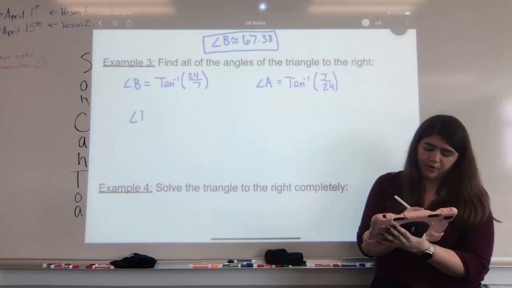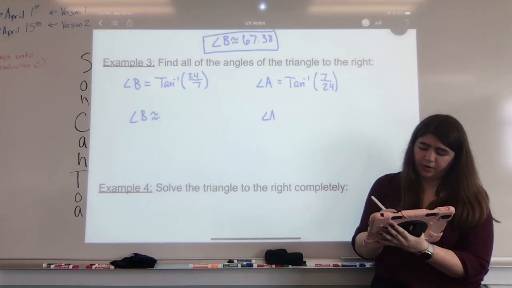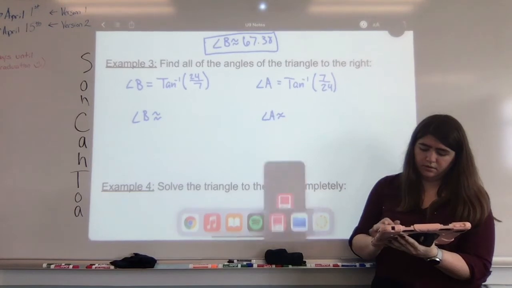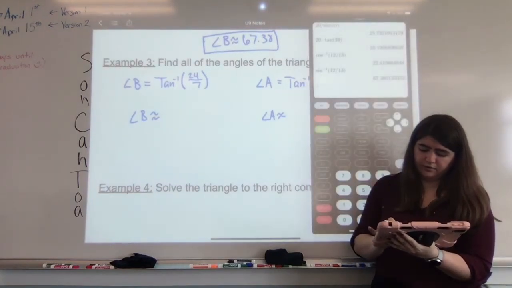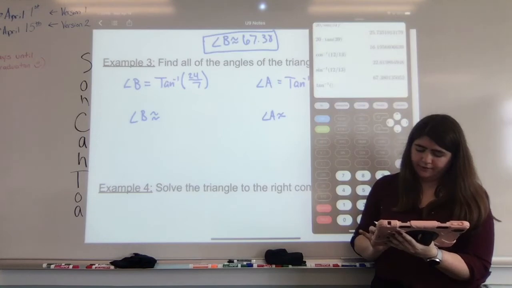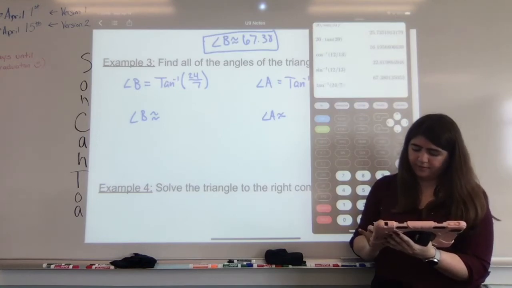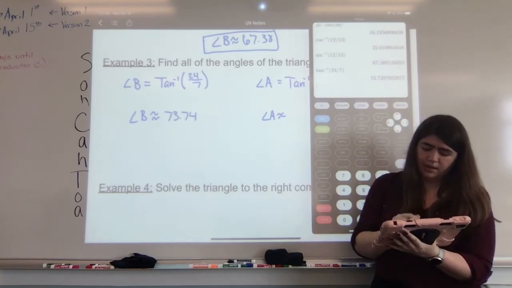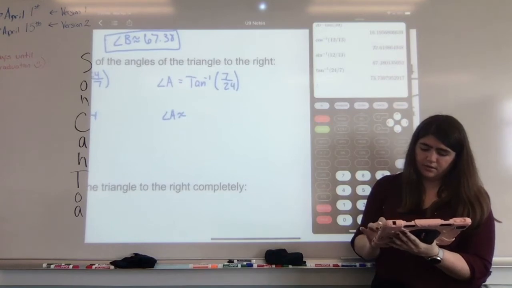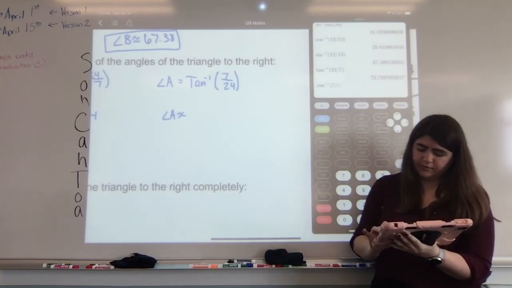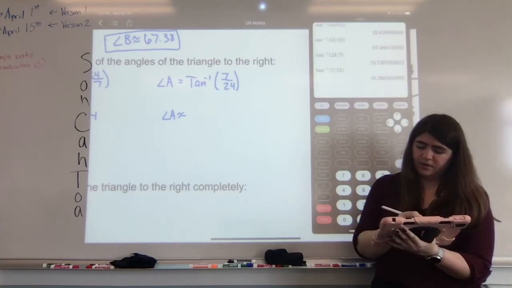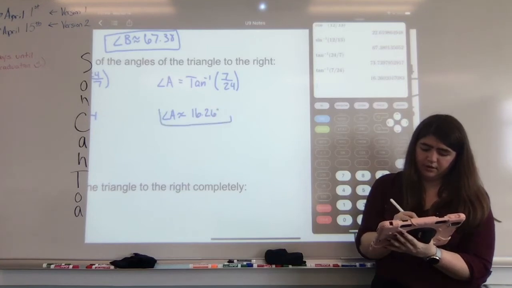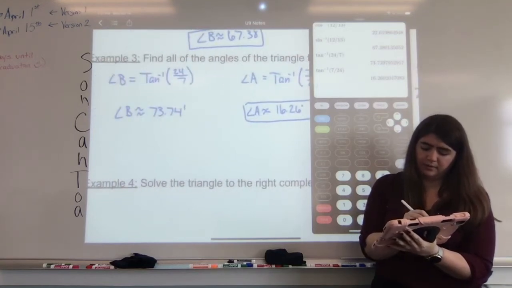Now I'm going to plug both of those in my calculator to solve for our missing angles. So I'll pull my calculator back out. The inverse tangent of 24 over 7, for angle B, is approximately 73.74. And the inverse tangent of 7 over 24 is approximately 16.26. And both of those are in degrees. So that is our angle measure approximately.